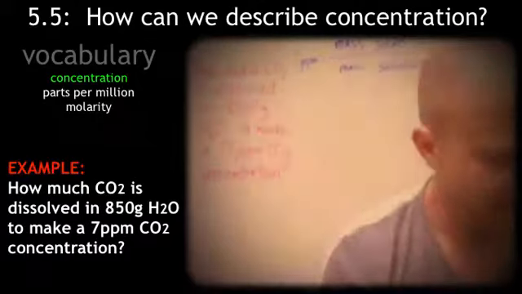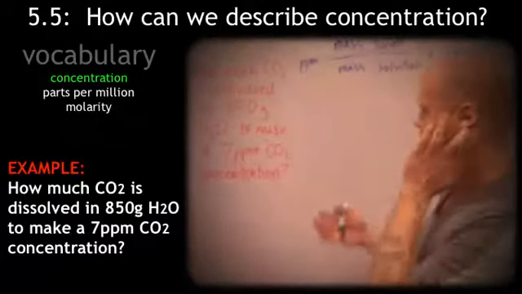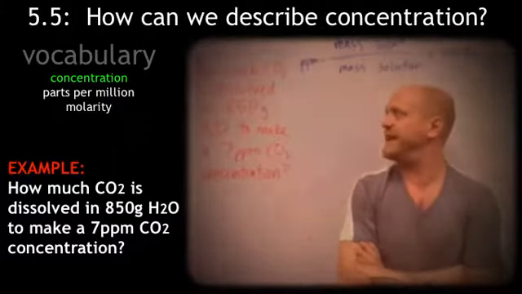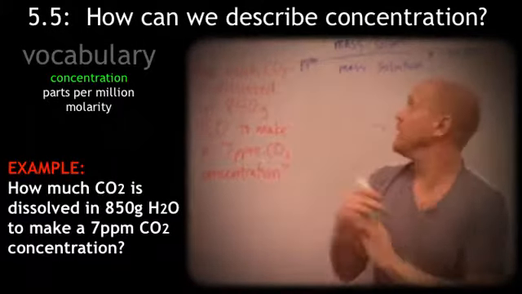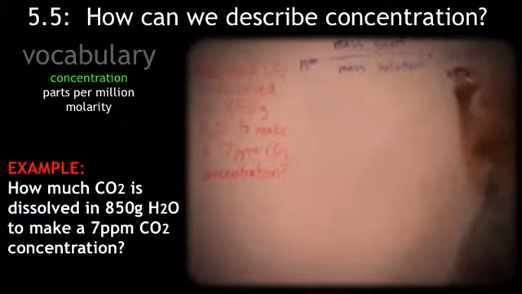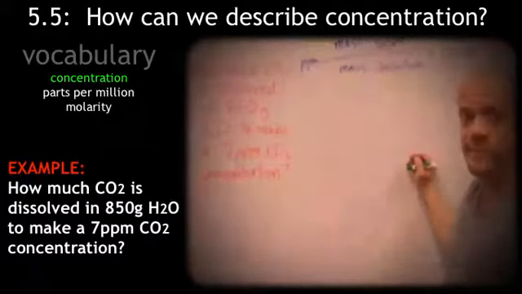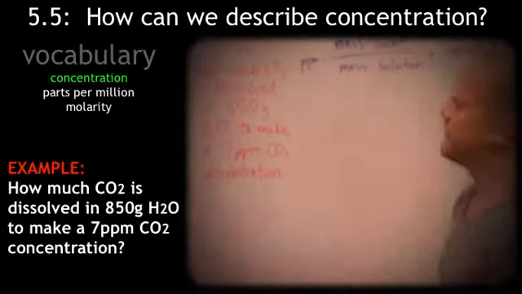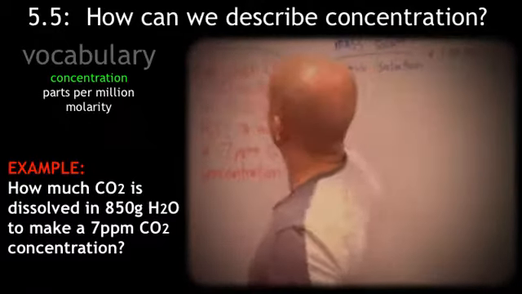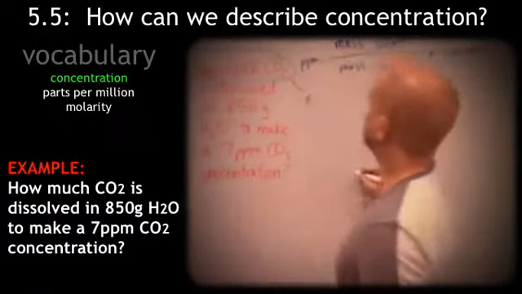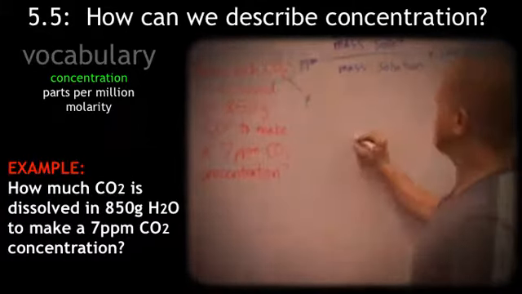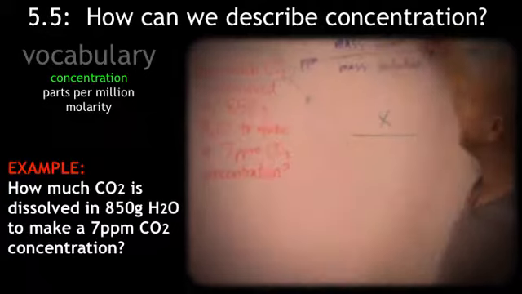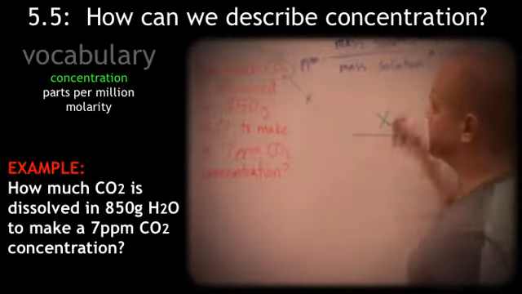If we look at this question, how much CO2 is dissolved in 850 grams of water? We have to figure out what is the solute and what is the solution. So go ahead and look right here. Which one is being dissolved? That is the solute. CO2 is your unknown. So already I can start writing my equation equals X, the mass of the solute, which is the CO2.